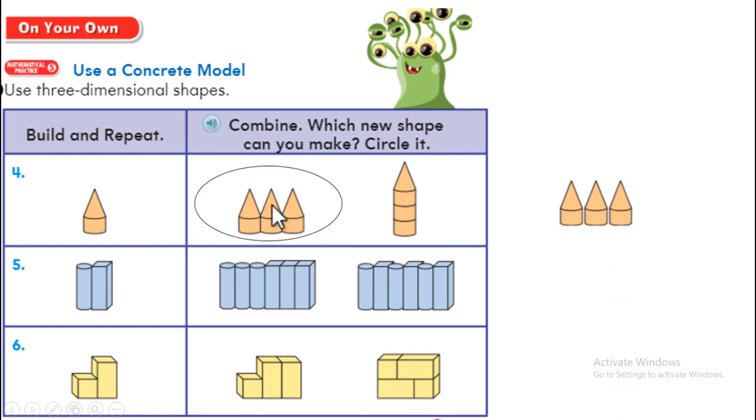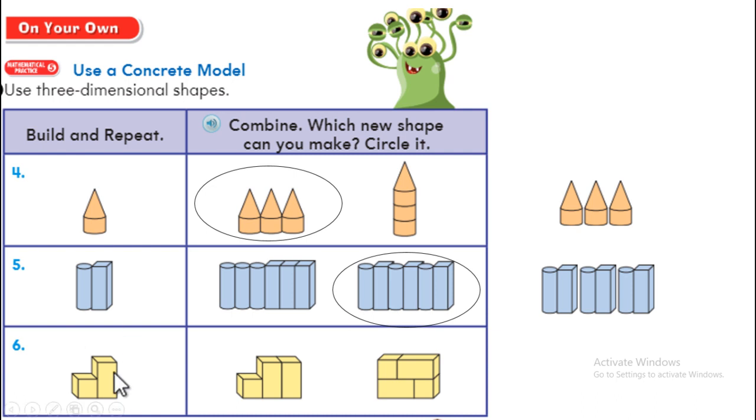I'll circle it. Here I have a cylinder and a rectangular prism next to it. So when I repeat this shape, I'm going to have cylinder, rectangular prism, another cylinder, rectangular prism. So I'm not going to have all the cylinders next to each other and all the rectangular prisms next to each other. I'm going to have it like this. So this is my shape.